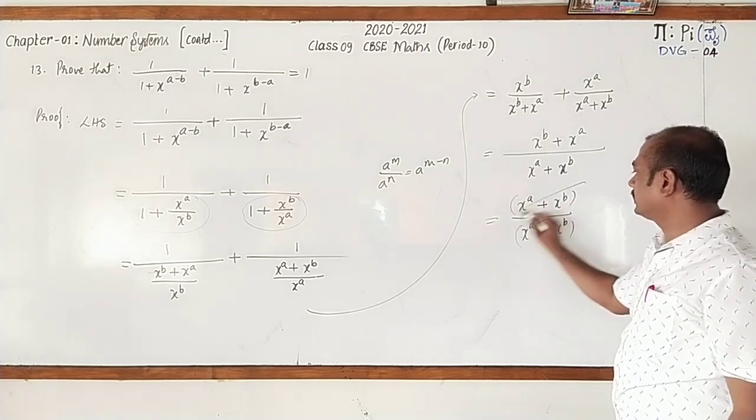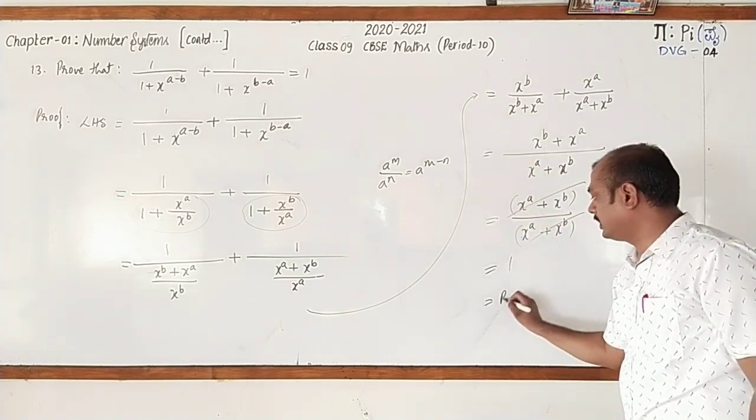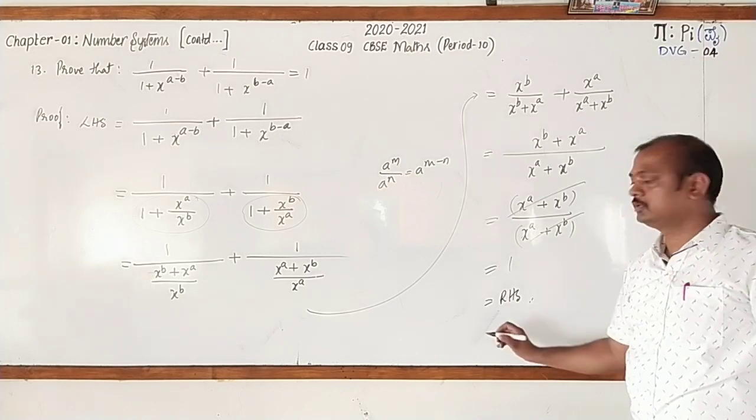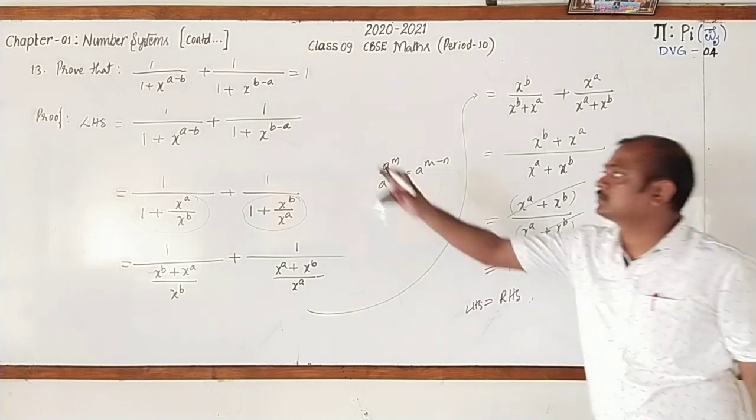So now you can go for cancelling them. On cancelling, you will get 1, which is equal to RHS. Hence it is proved. LHS equal to RHS. Understood? Let's copy from there to here.